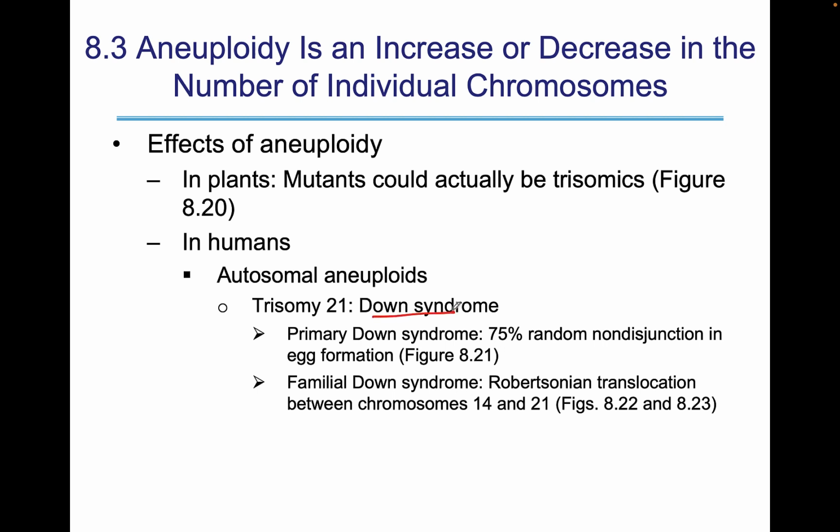You have primary Down syndrome, which is 75% random non-disjunctions in egg formation, and then you also have familial Down syndrome, and this ties back to the Robertsonian translocation between chromosomes 14 and 21. Most children with Down syndrome are born to unaffected parents, and the failure of the chromosomes to divide has little heredity tendency. So if a couple has conceived one child with primary Down syndrome, they have only a slightly higher risk of conceiving a second child with Down syndrome.